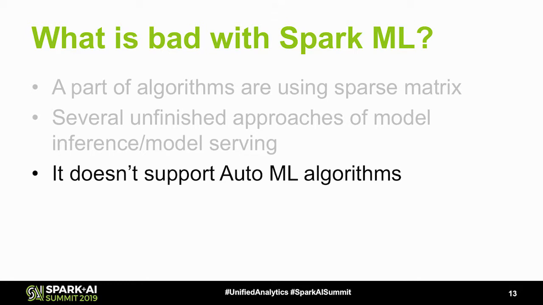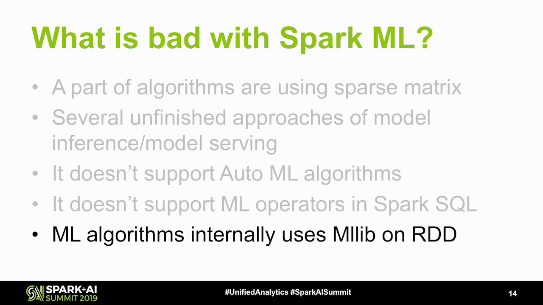It doesn't support AutoML algorithms for hyperparameter tuning. I mean, not only grid search, how it's implemented in pipelines, but really smart hyperparameter tuning. And ML algorithms internally use MLlib, which should be deprecated, of course, but it isn't totally rewritten on data frames, right? If you open the code of different ML algorithms, you will see how it translates to MLlib calls.